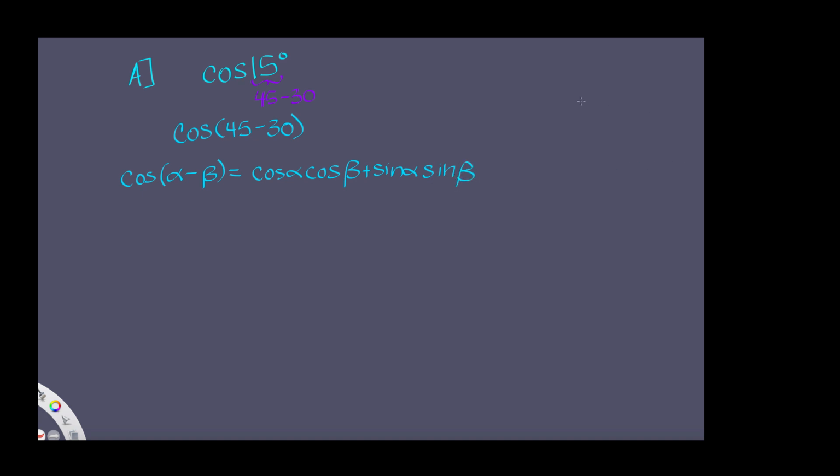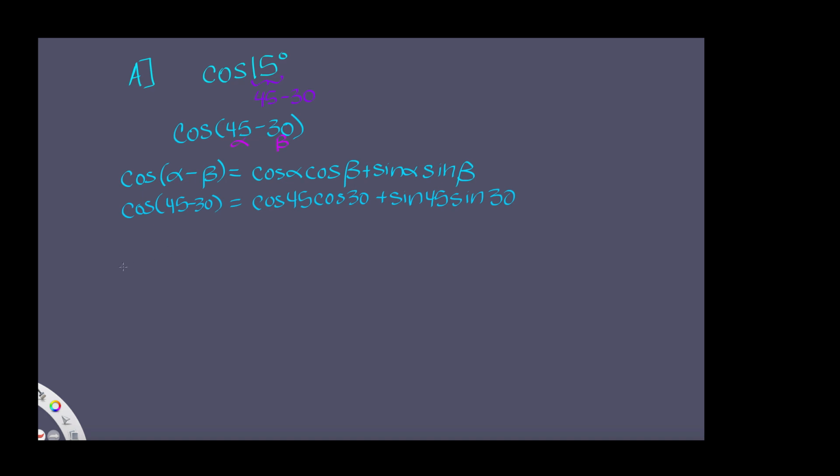Okay, so if we call 45 alpha and 30 beta, we can go back and substitute into this portion of the expression here. So we can write cosine of 45 minus 30 as the cosine of 45 times the cosine of 30 plus the sine of 45 times the sine of 30.